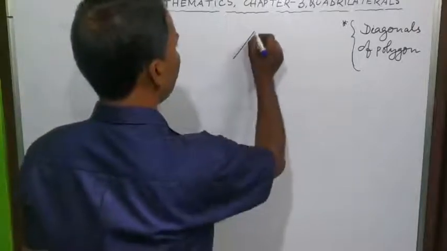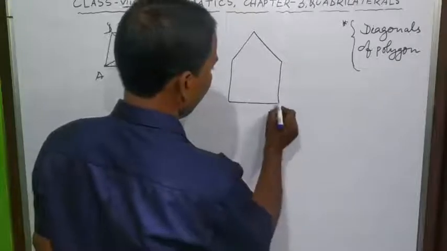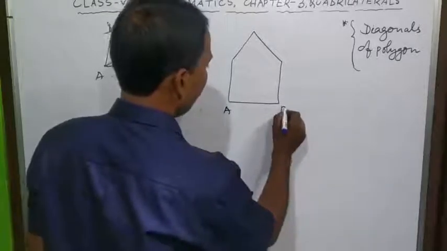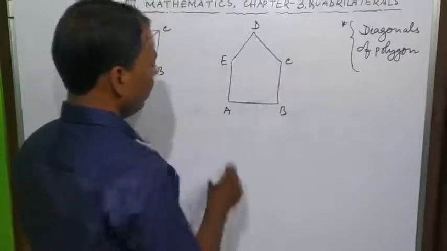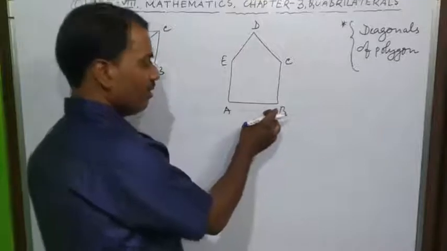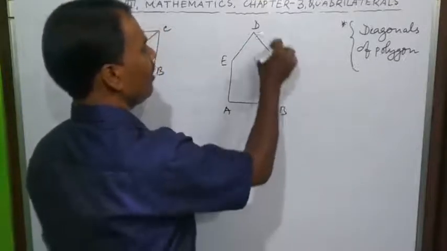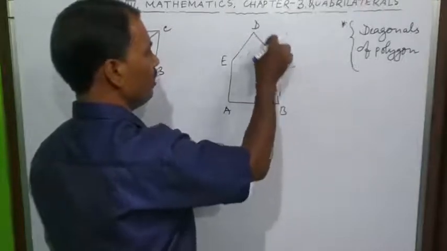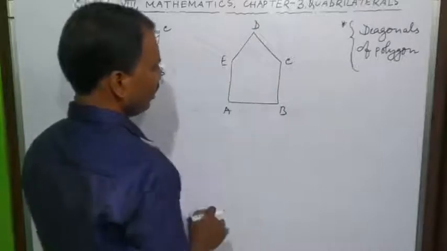If we consider more figures, let us draw diagonals. Say this is A, B, C, D, E. A and B are consecutive, therefore these two are adjacent. B and C are consecutive, adjacent. C and D are consecutive, adjacent. D and E are consecutive, adjacent. E and A are consecutive and adjacent.